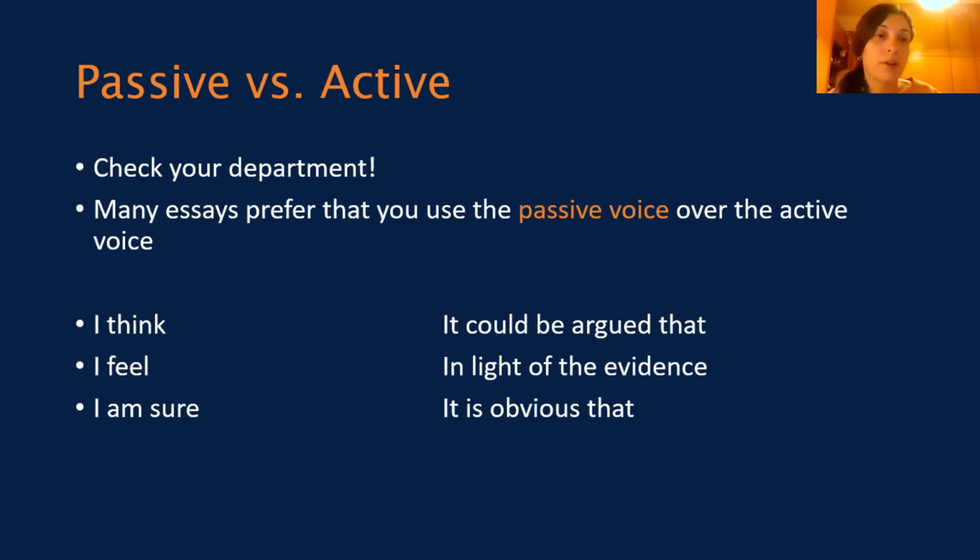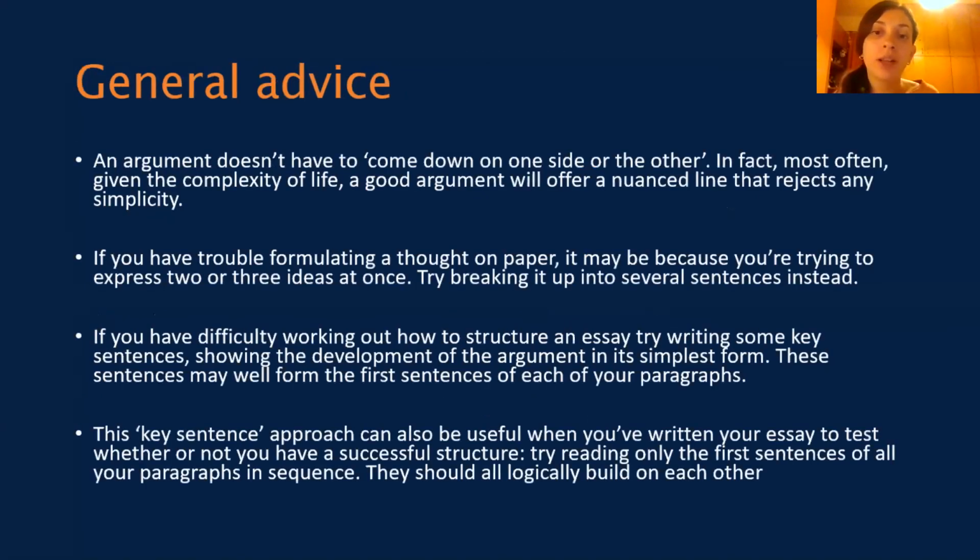And finally, some general advice for your writing. As we've discussed before, an argument doesn't have to come down on one side or the other. So you don't have to completely agree with something or completely disagree with something. In fact, most of the time, because the things you will talk about in your essays are very complex, a good argument might be a bit in the middle and might be a bit more complicated. That's completely fine. Then, if you find yourself having trouble formulating a thought on paper, that might be because actually it's not one argument, it's more than one argument, it's 2 or 3 that you are trying to express. So try breaking it up into several sentences.